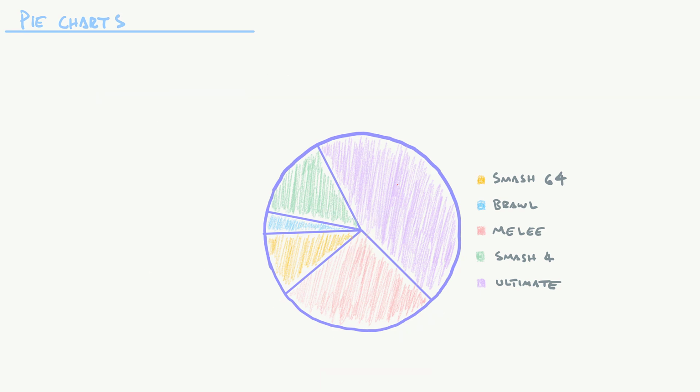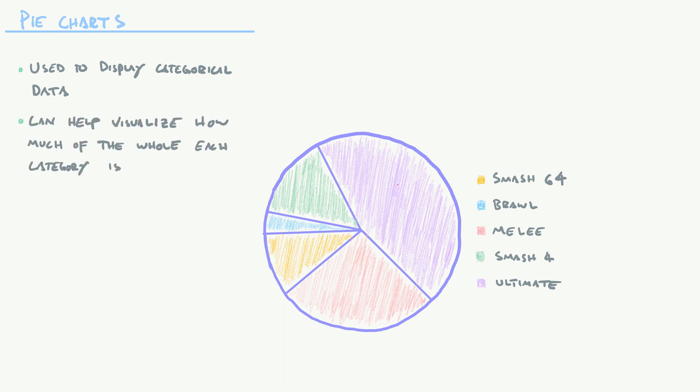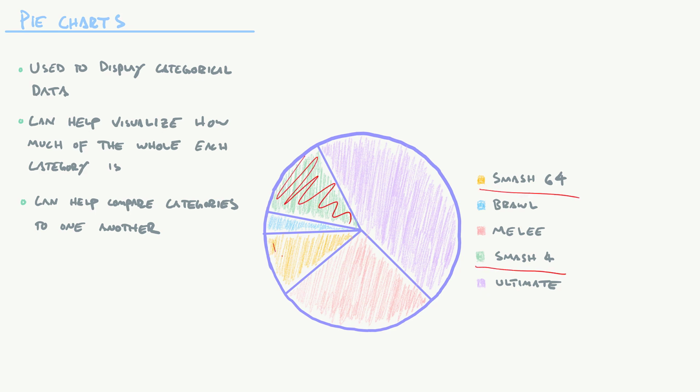So here's some things about pie charts. First, they're used to display categorical data. They can help visualize how much of the whole each category is. So like I was saying, the area of each one of them is proportional to how many votes that category received. And they can help compare categories to one another, right? So you can say visually, Smash 4 and Smash 64 received kind of the same amount of votes, based on area.